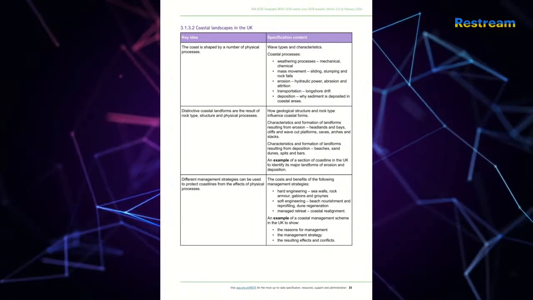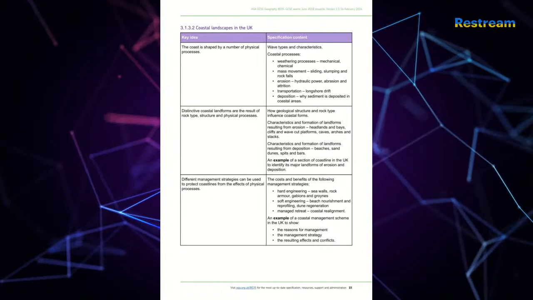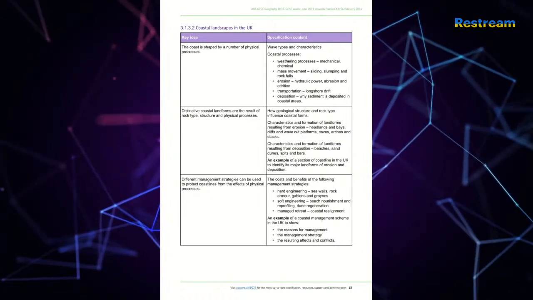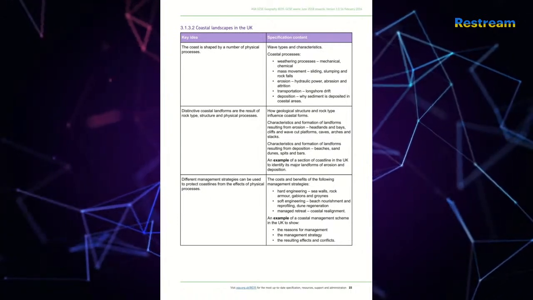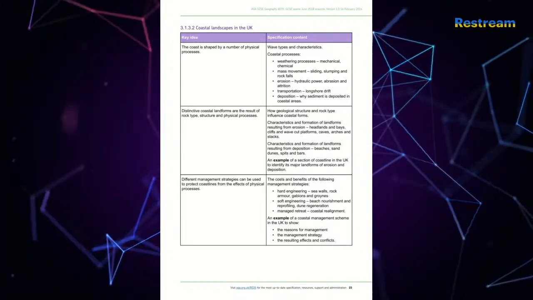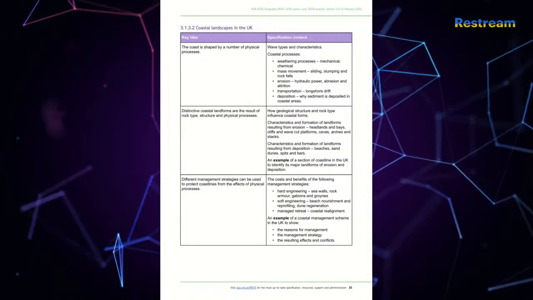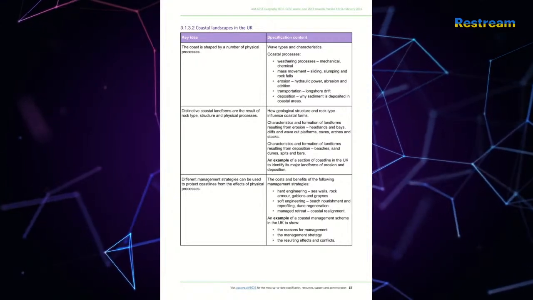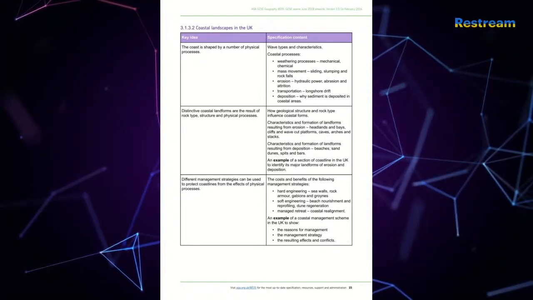Now, looking at this spec which you can see in front of you, we need to know about how geological structure and rock type influences coastal landforms, and then look at the erosional and depositional landforms. So let's begin by looking at the different types of rock and geological structure. So let's switch screens.